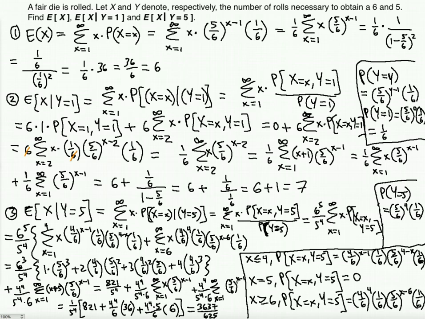So nearly what it says is, given that the number of rolls necessary to obtain a 5 is 5, the expected value of the number of rolls necessary to obtain a 6 is about 5.8, which makes sense.